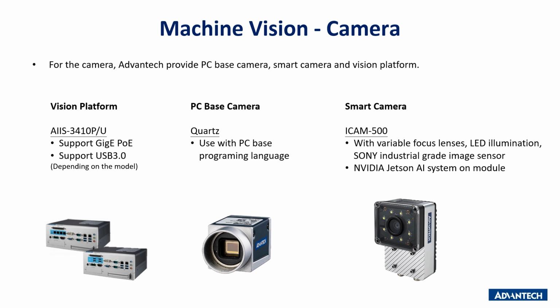The last one is the Smart Camera iCam 500. iCam 500 is a highly integrated industrial AI camera equipped with programmable focus lenses, LED illumination, a Sony industrial-grade image sensor, multiple core ARM processors, and an NVIDIA AI system on module. It provides users an easy-to-use automated inspection system.